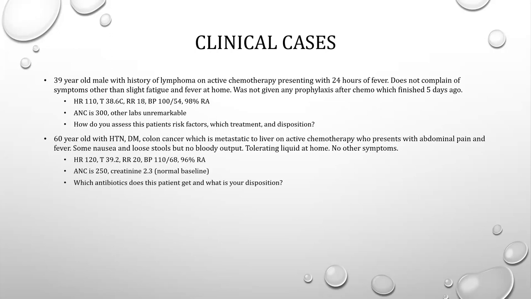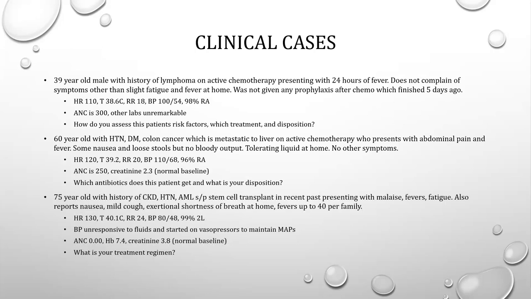Second one, a 60-year-old, hypertension, diabetic, colon cancer, mets to the liver, active chemotherapy, coming in with abdominal pain and fever, some nausea, but tolerating liquid at home, really doesn't have any other symptoms. He's a little bit more tachycardic than the previous one, a little bit more febrile. His ANC is 200, he's got some end organ damage. So what antibiotics does this patient get, and what is your disposition?